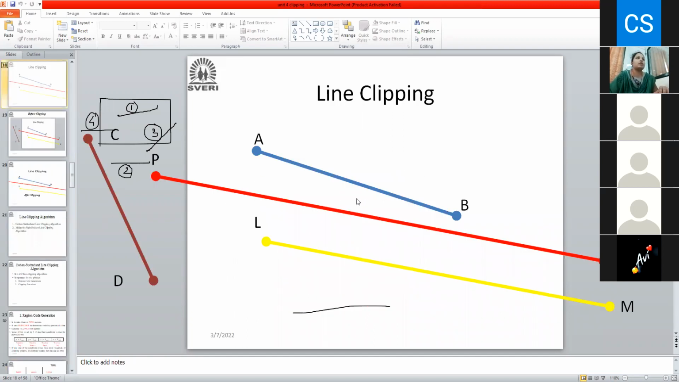Right. So here are the examples given. In line clipping, this AB line, both the endpoints are inside. That's why the line is totally visible. Then CD line, this is C point and this is D point. Both the endpoints are outside the window, and that's why it is totally invisible. And these two lines, PQ and LM, have some portion inside and some portion outside, and that is why they are called partially visible lines.